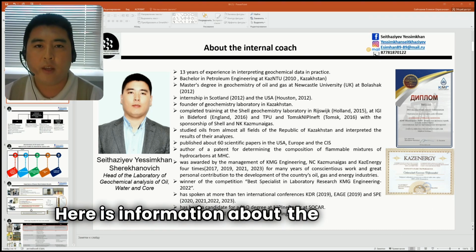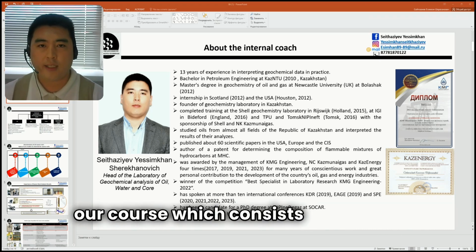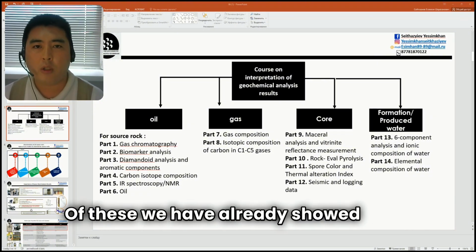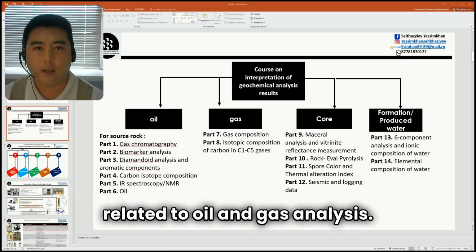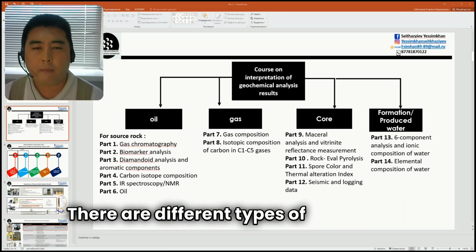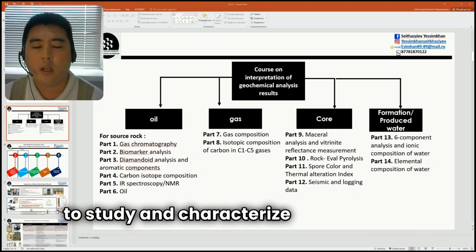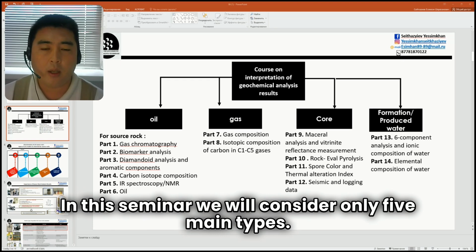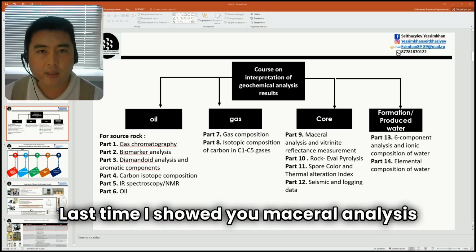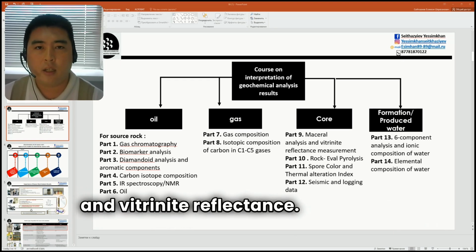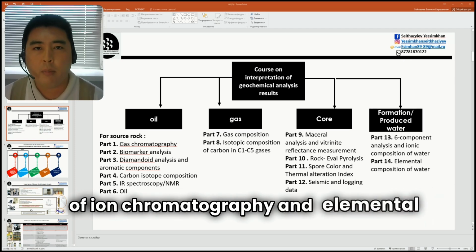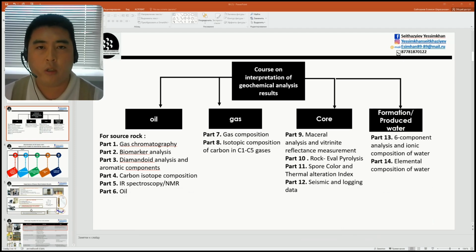Here is information about the structure of our course, which consists of 14 parts. Of these, we have already showed parts related to oil and gas analysis. There are different types of techniques to study and characterize source rocks. In this seminar, we will consider only 5 main types. Last time I showed you material analysis and vitrinite reflectance. Regarding formation water, I will show you the interpretation of results of ion chromatography and the elemental composition of water.